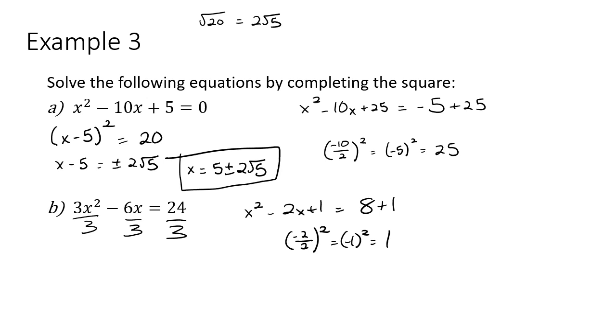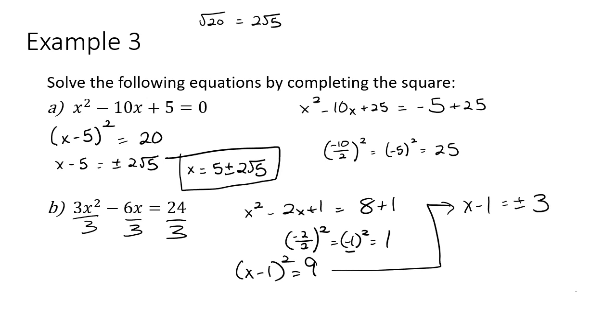All right, now I factor. The thing on the left always factors into the same thing. X plus b over 2, so negative 1 in this case, quantity squared, and that's going to be equal to 8 plus 1, or 9. Now I take the square root of both sides of the equation, which cancels out the square on the left. This is going to be equal to plus or minus the square root of 9, or plus or minus 3.